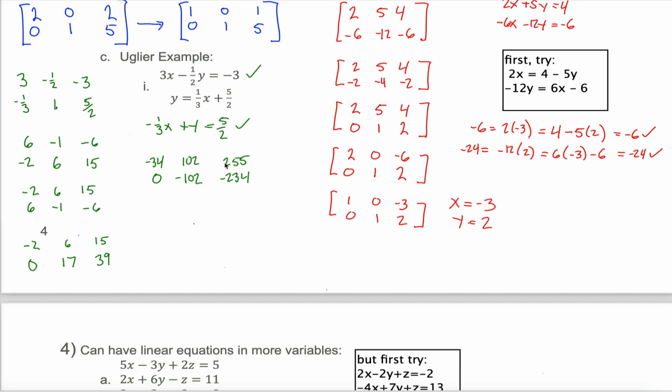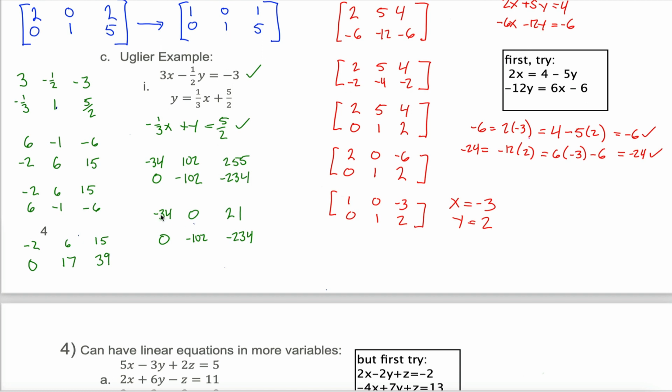Now, if I replace the first row with the sum of the first and the second rows, negative 34 plus 0 is negative 34. 102 plus negative 102 is 0. And 255 plus negative 234 is positive 21. I'll leave the bottom row alone because I already have the 0 that I want: 0, negative 102, negative 234. I know the numbers are really ugly, but the worst is behind us. The zeros are the hard part. After you get the zeros, getting the ones is really easy.